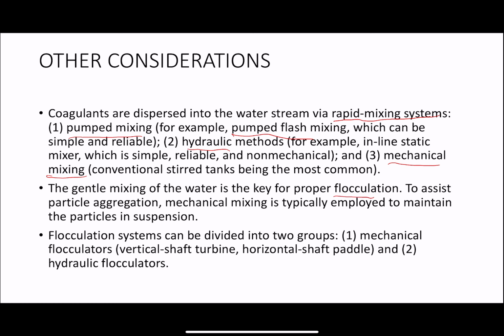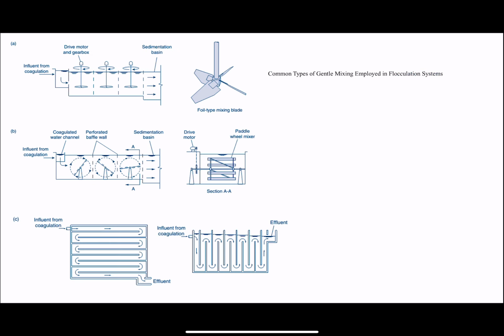This flocculation system can be divided into two groups, either mechanical flocculator, vertical shaft. We'll show you the vertical shaft. So this is the vertical shaft, you can see it, 1, 2, 3. This is the influent from coagulation coming from here, and you can see that these are the vertical shafts. At the end, of course, the sedimentation basin. And another type of vertical shaft is this foil type mixing blade.